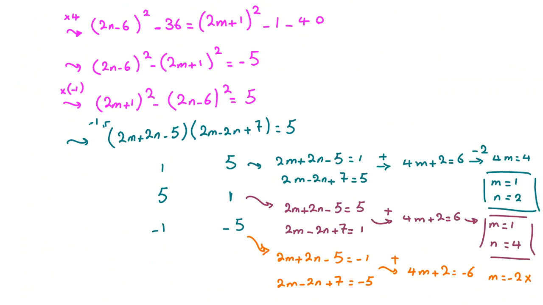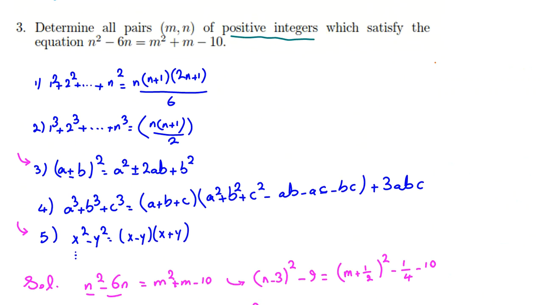So our answers are what? m 1 and n 2, m 1 and n 4. So we always check at the end to not have any careless mistake. If n is 2, it will be 4 minus 12, negative 8 equals 1 plus 1 minus 10, negative 8. It works. Here, n is 4, 16 minus 24 is negative 8 equals negative 8. So we found two answers for this problem.